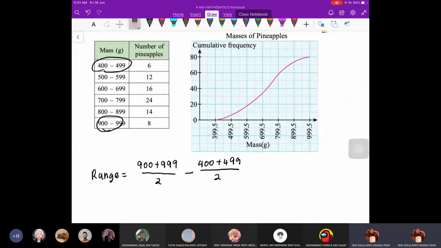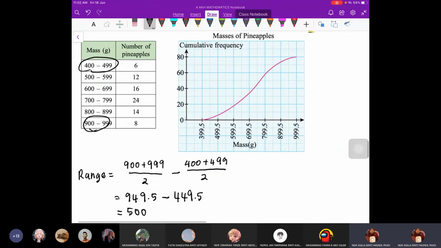Betul lah, 999. 900 plus 999. So here we'll get 949.5 minus 449.5. So tolak dua-dua. So you will get 500. Okay, so that is your range. Simple? Yes, very simple. Okay, let's do an interquartile range.